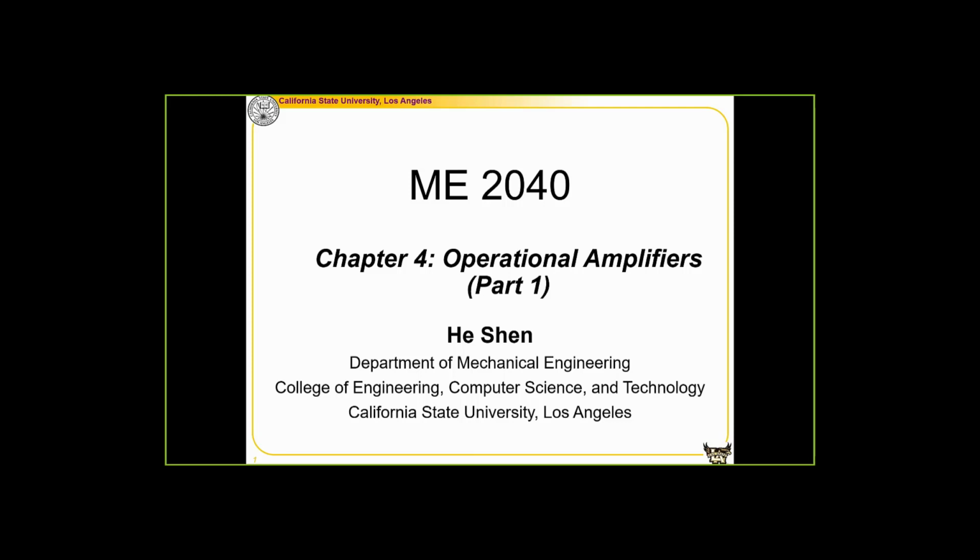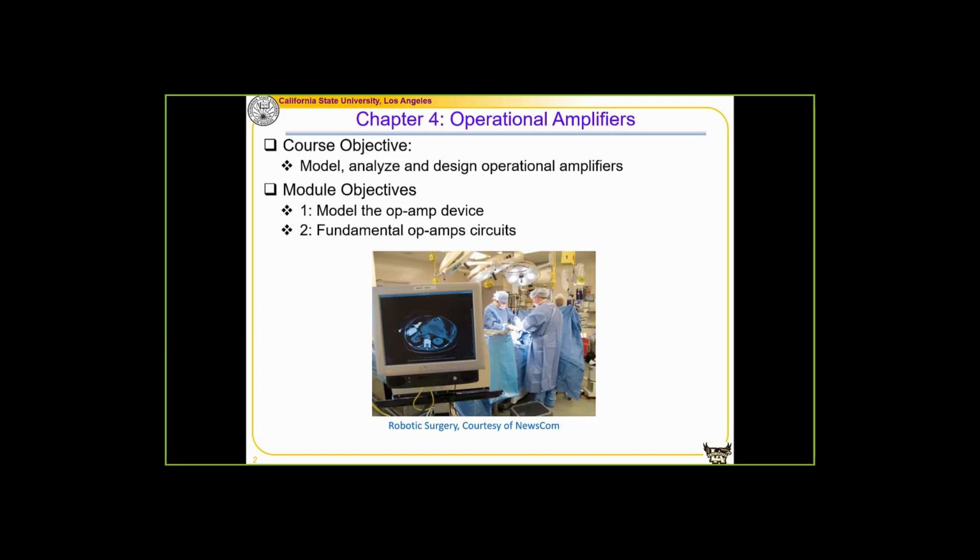Today we're going to learn chapter 4, operational amplifiers, part 1. So the course objective is to model, analyze, and design operational amplifiers. The module objective is to model the opamp device and also some fundamental opamp circuits.